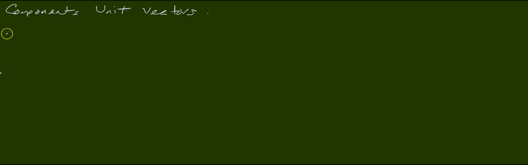So when you want to add vectors, sometimes the graphical method is not the best, especially if you want higher accuracy. So in this video, I will remind you of the use of projections. We can project the vector parallel to the coordinate axis, right? These are called components.